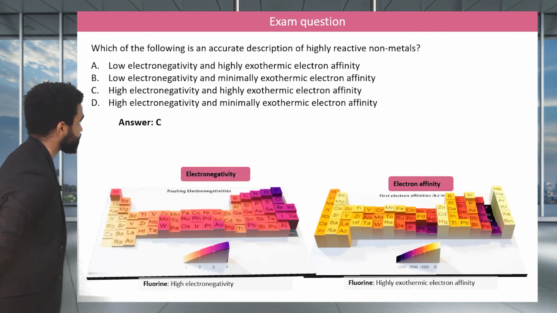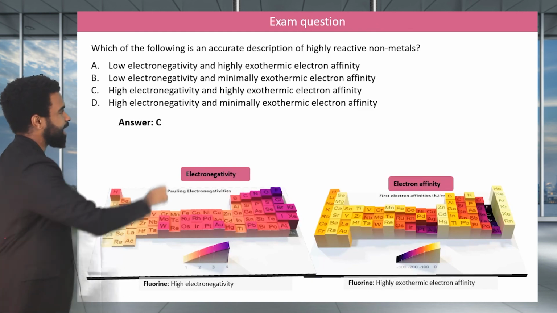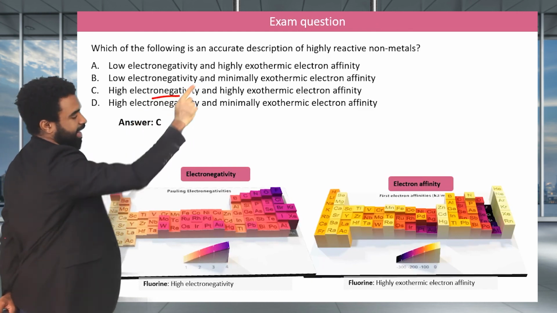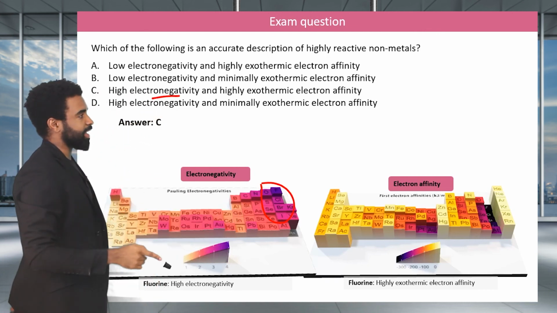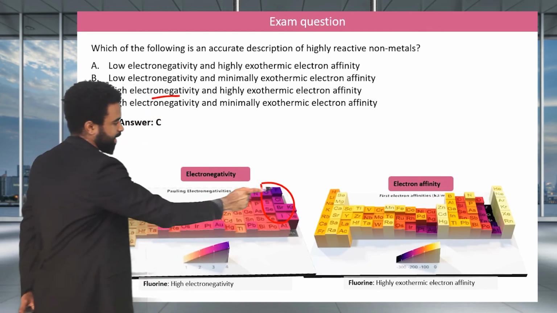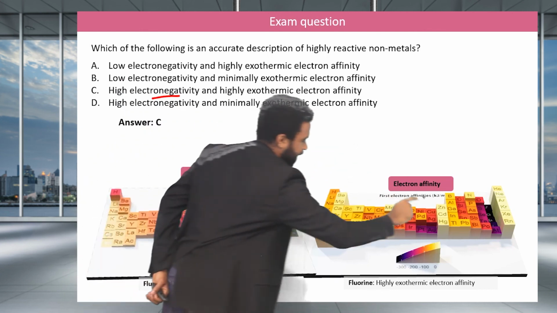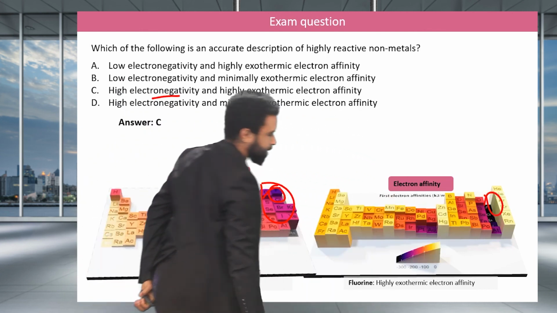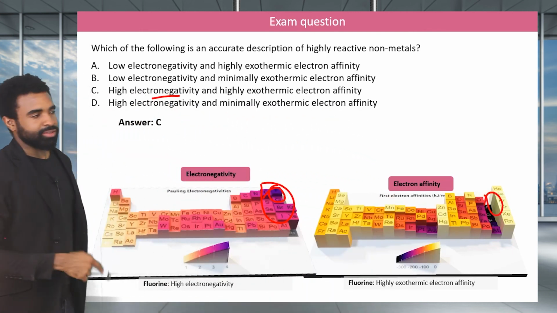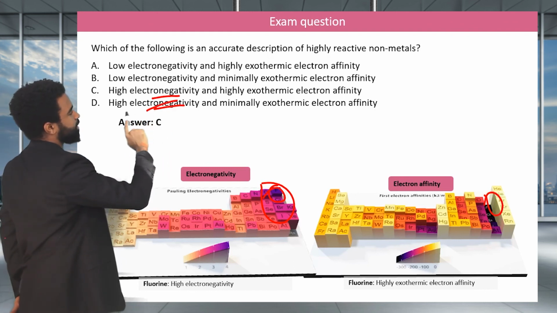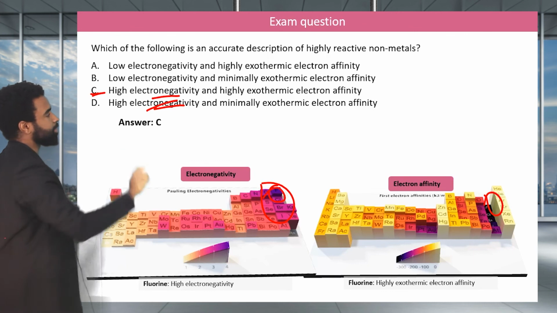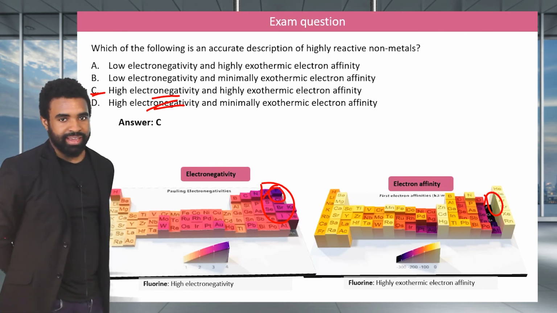Here's our answer: C. It has a high electronegativity. If it's a highly reactive nonmetal, like fluorine here, fluorine is the most reactive nonmetal. And as you can see, it has a high electronegativity and a highly exothermic electron affinity. Those are related for reasons we have discussed. The others have to be wrong by virtue of the fact that they say different things from C. So C is the correct answer.